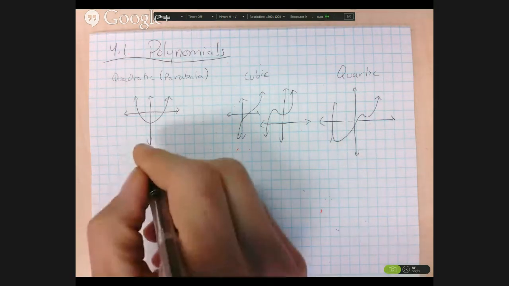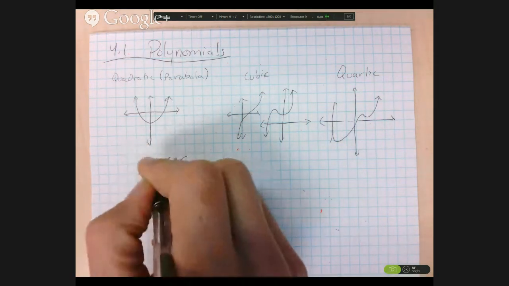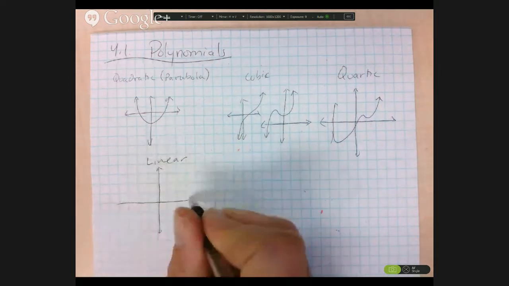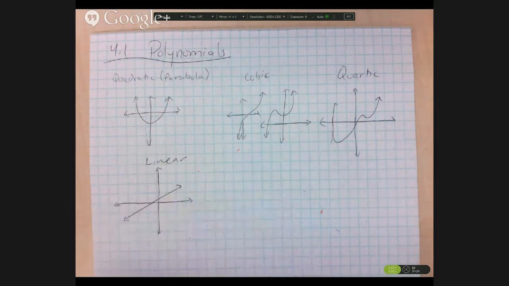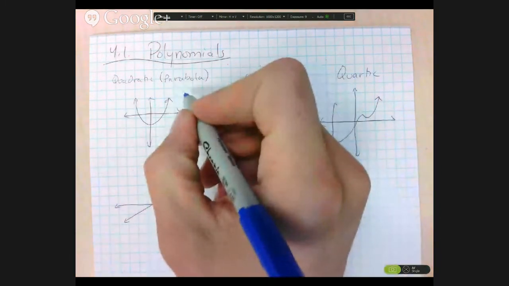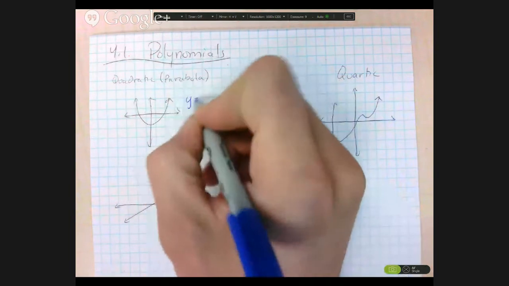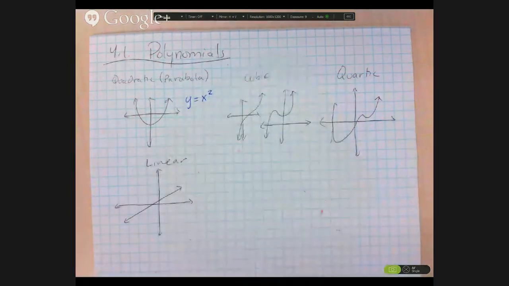I am missing the most favorite one of yours. Linear. I'm not going to go into the upper level ones. We're just going to let them be for now. Okay, what would the example equation of a quadratic be? I said equation. Y equals x squared. It has to have an equal sign if it's an equation.